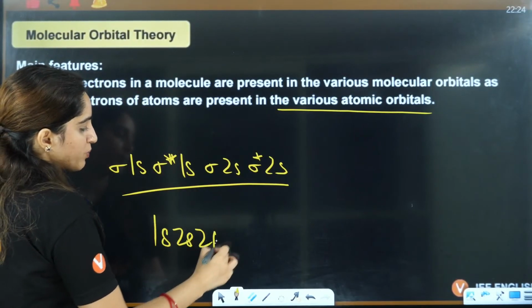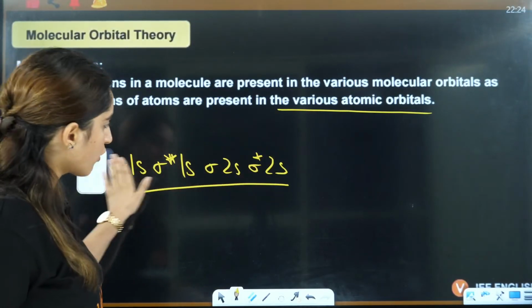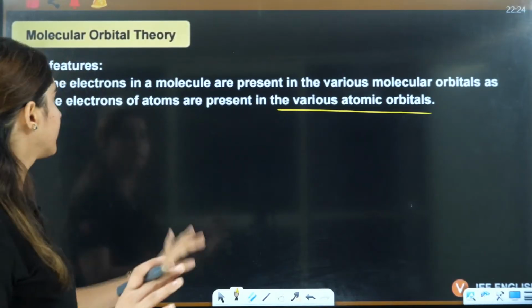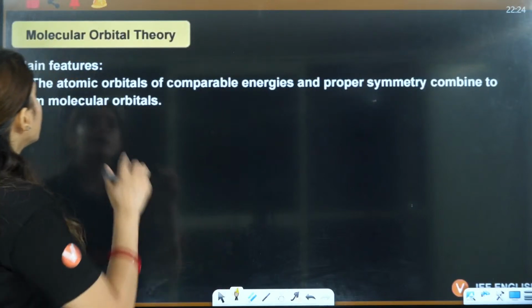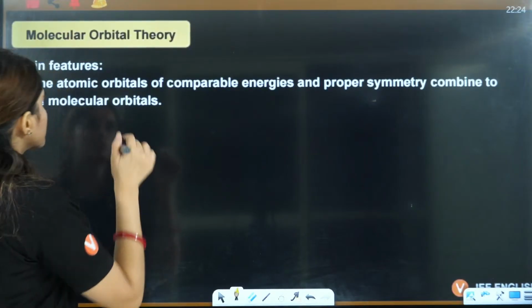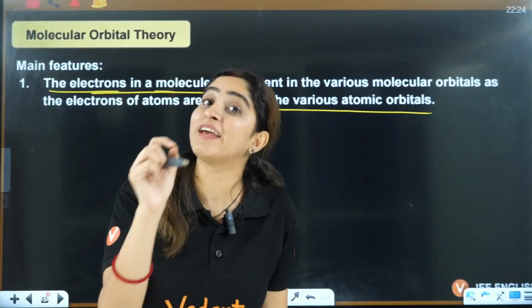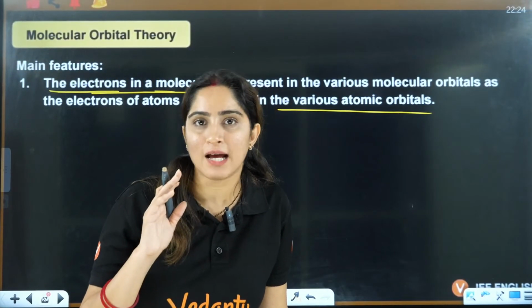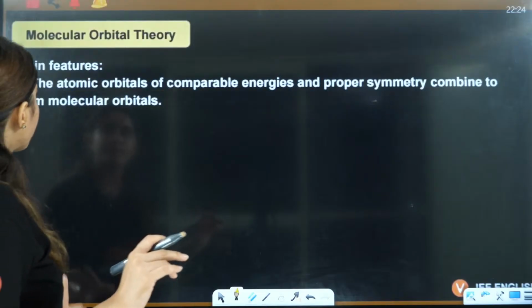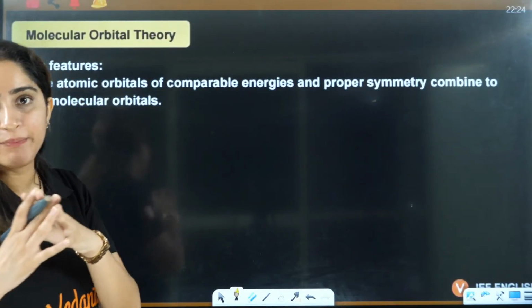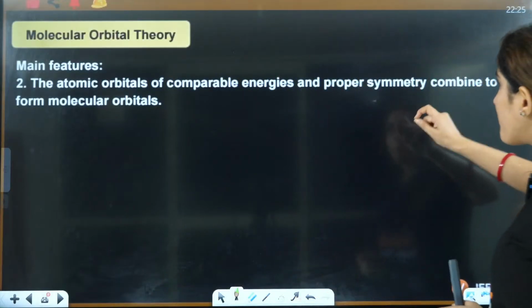For atomic orbitals, 1s, 2s, 2p, right? So they said when atomic orbitals combine, they make this kind of electronic configuration in which electrons are filled. Electrons in molecules are present in various molecular orbitals. Can you see the electrons of molecules? He is not specifying only valence electrons; all the electrons will be filled in the molecular orbitals.